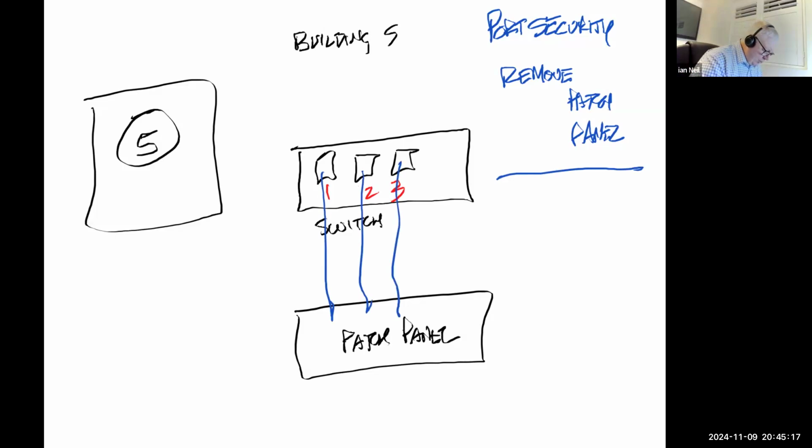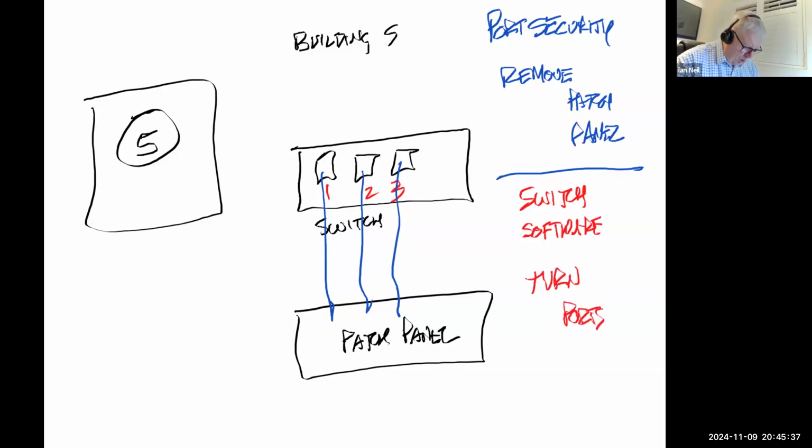Now, what I can use is the switch software. And what I'm going to do, I'm going to turn the ports off. So although those ports are patched, I'm going to turn them off in the software so that if Big Bad Bob or somebody plugs into it, the port doesn't work at all.